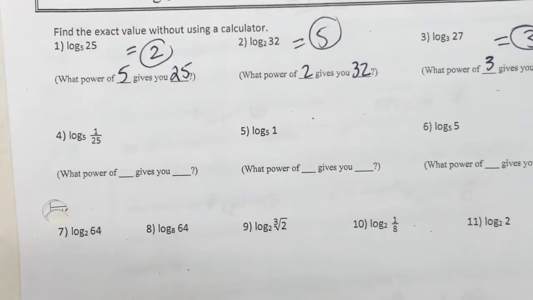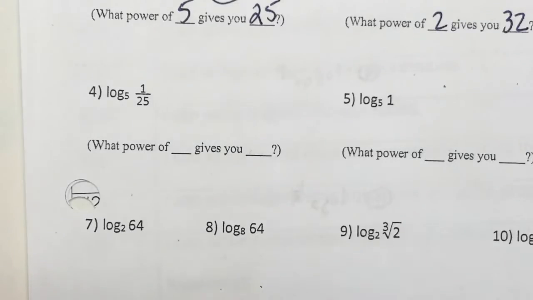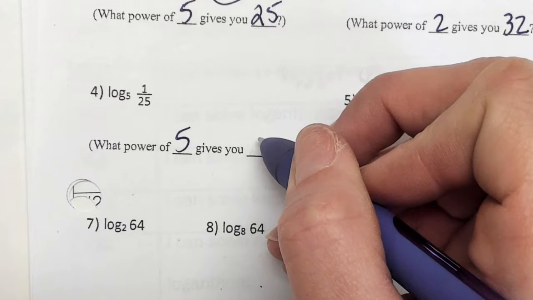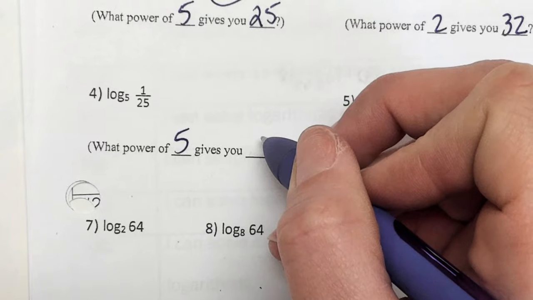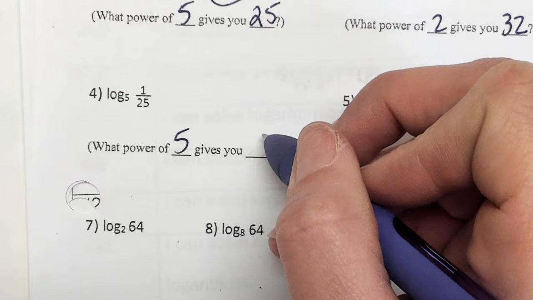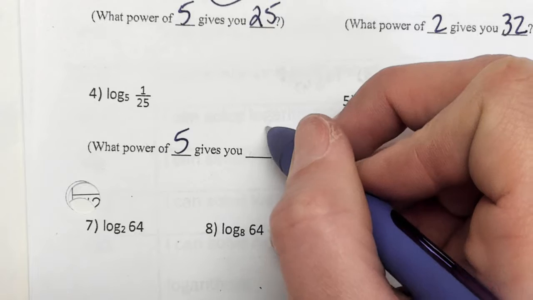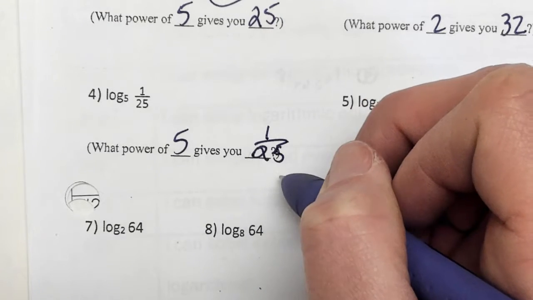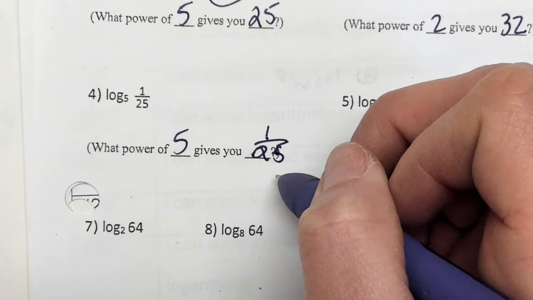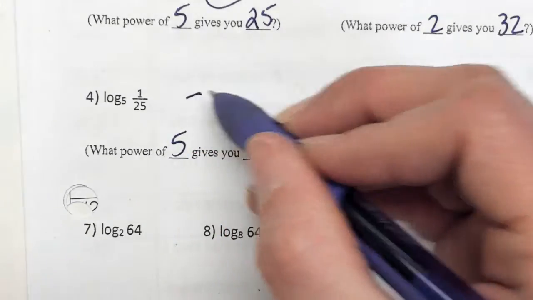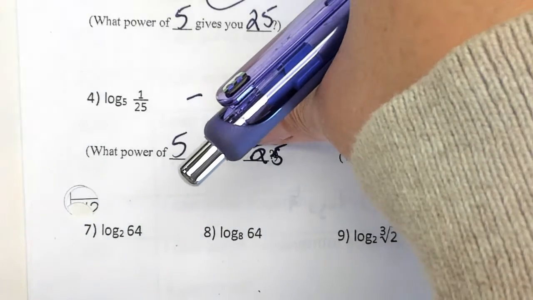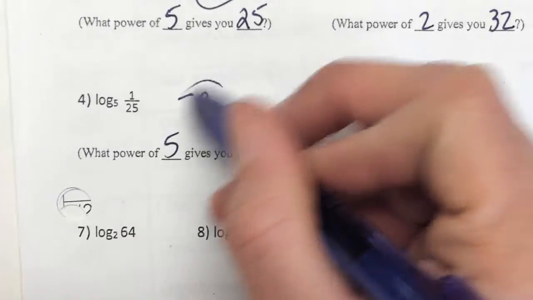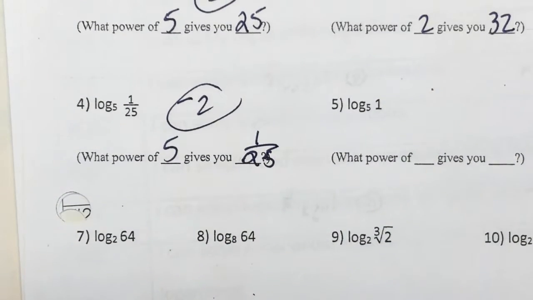Alright, Brandon, read me what you got for the first one. We're not changing the number. That number is not 25, it's what? And what would the answer be? Ignore the 1. What power of 5 gives us 25? So, good. Anytime there's a fraction, it's going to be a negative exponent.